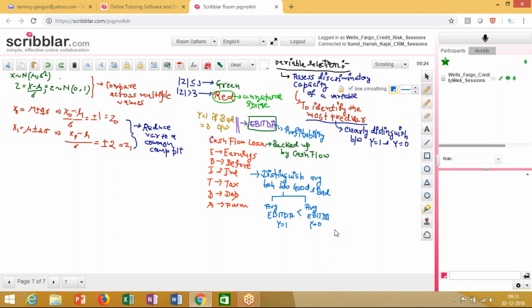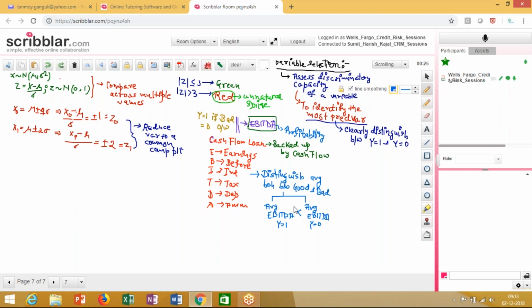Because if I'm a bad borrower, my average earnings would be relatively lower compared to the average earnings of a good borrower. Now, if this relationship holds, then I know that yes, EBITDA can clearly distinguish between y equals to 1 and y equal to 0 group.